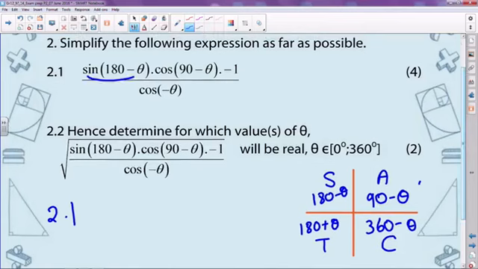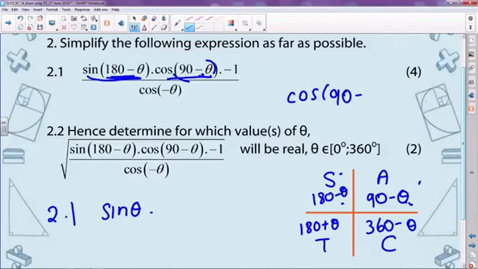So let's look at reducing our first expression, sine of 180 minus theta. We first look at the angle and we see that it takes us to the second quadrant. We also note that sine is positive in that quadrant. So sine of 180 minus theta will just be sine theta, times cos of 90 minus theta. We look at the angle. It's in the first quadrant, but because it's 90 minus, we've got to be careful. We've got to start thinking about co-ratios. So for cos of 90 minus theta, if you block out the CO, what are you left with? An S, and the S stands for sine. So cos of 90 minus theta will be sine of theta.